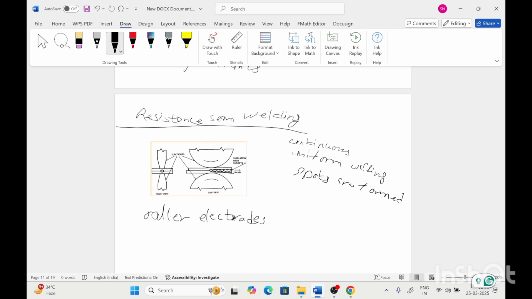So the base material is fed to this resistance seam welding roller electrodes, and as it further progresses, this is the travel direction. So the welding spots continue to form with the moving of this base plate and roller.